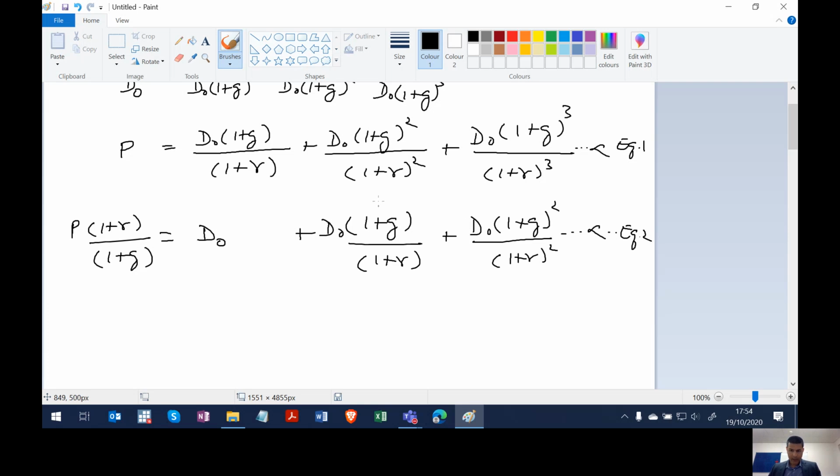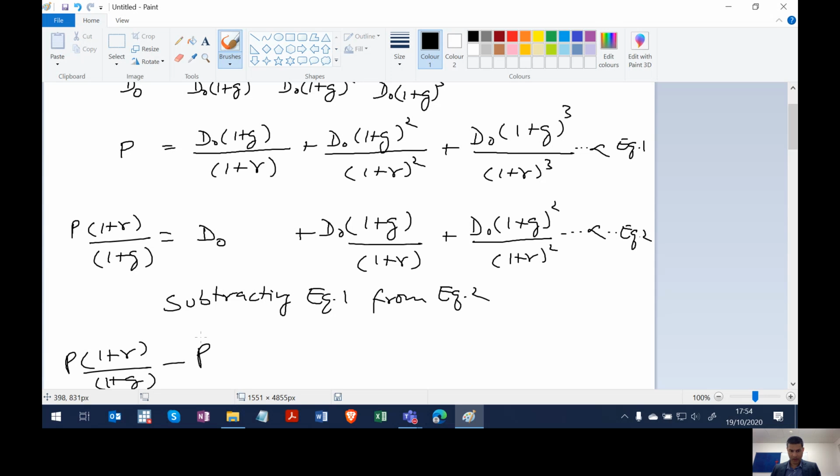Now, let us subtract equation 1 from equation 2. So subtracting equation 1 from equation 2, the left-hand side is pretty obvious. It will look like this: P times 1 plus R divided by 1 plus G, minus P. This term minus this, because we are subtracting equation 1 from equation 2. And this is what the left-hand side will look like.